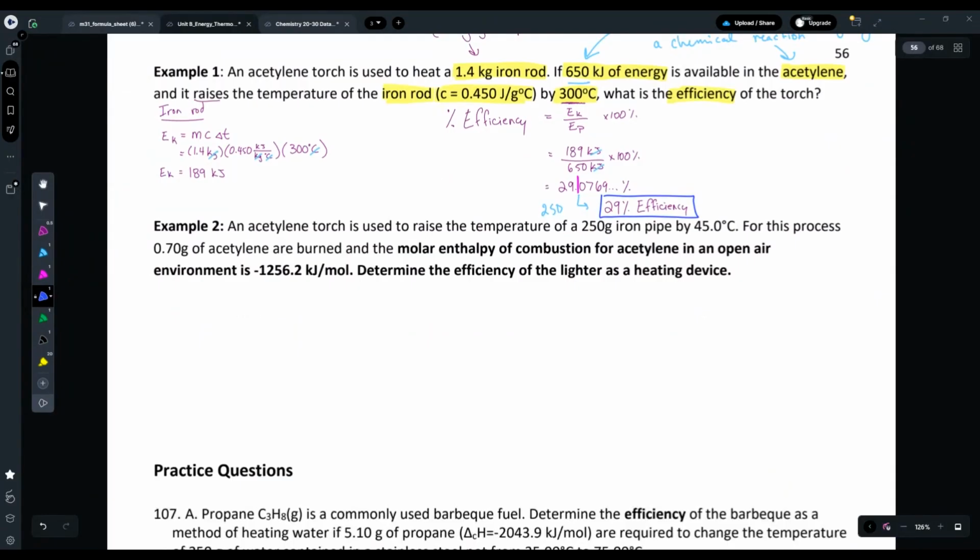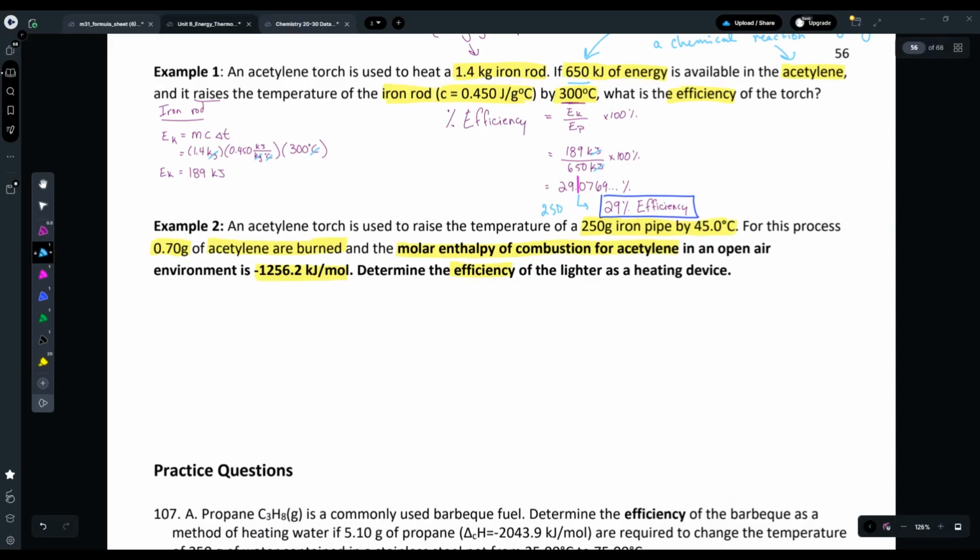Alright, for this next example, we once again have an acetylene torch used to raise the temperature of a 250 gram iron pipe by 45 degrees Celsius. For this process, 0.70 grams of acetylene is burned, and the molar enthalpy of combustion for acetylene in an open air environment is negative 1256.2 kilojoules per mole. Determine the efficiency of the lighter as a heating device.